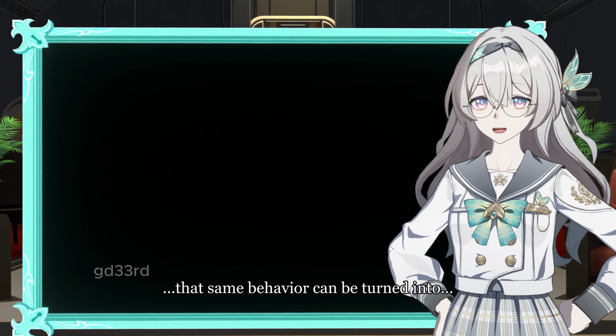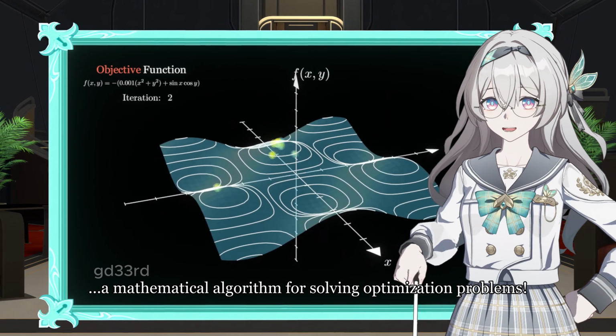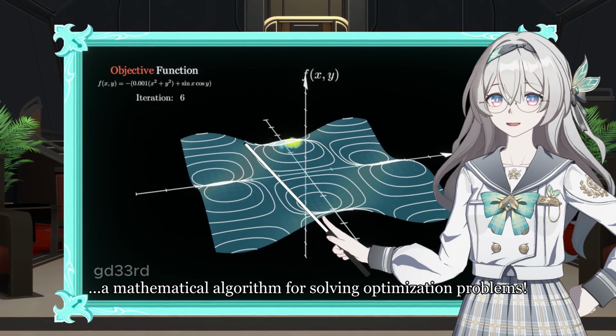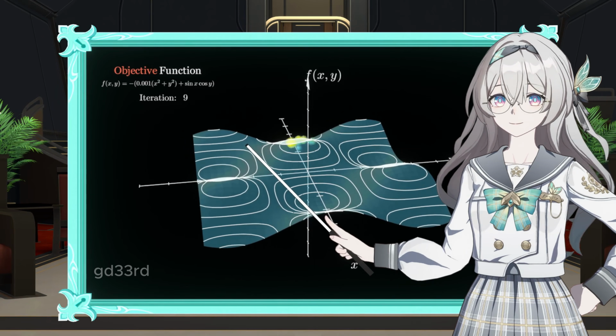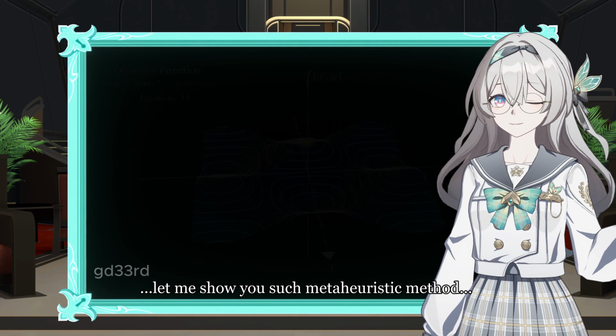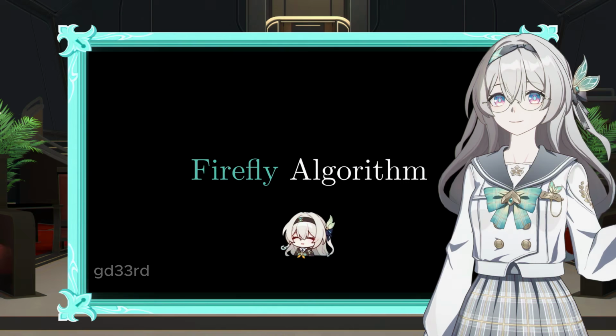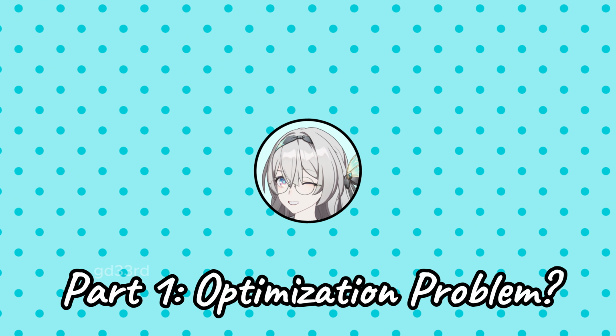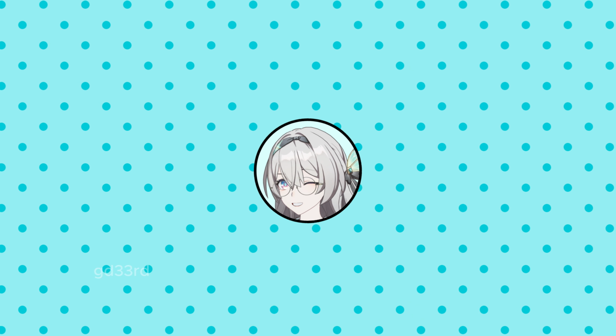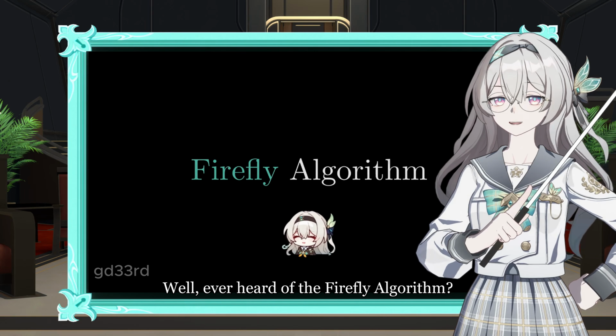Interestingly, that same behavior can be turned into a mathematical algorithm for solving optimization problems. So today, let me show you such a meta-heuristic method, the Firefly Algorithm. Well, ever heard of the Firefly Algorithm?